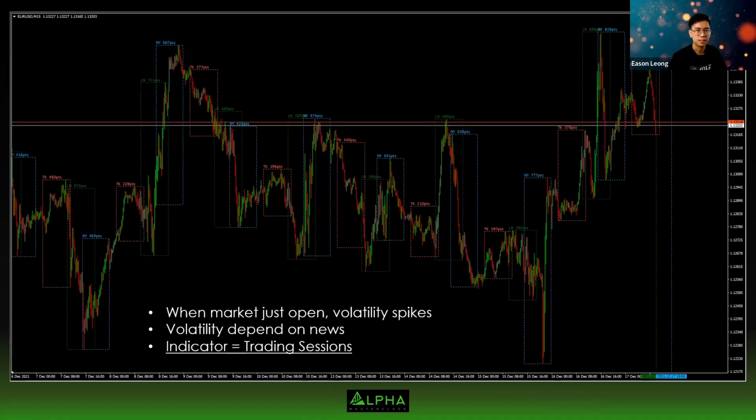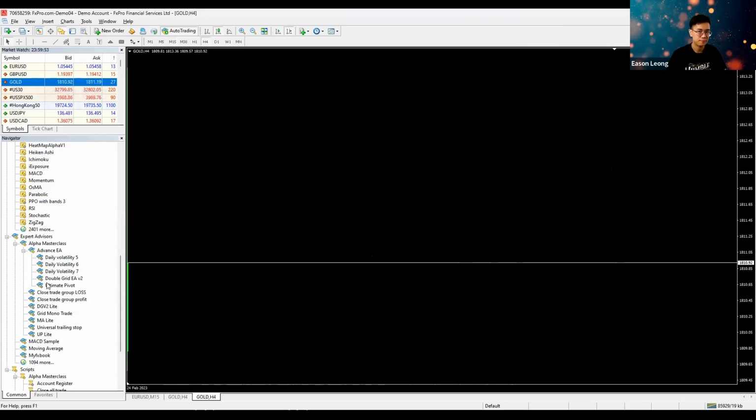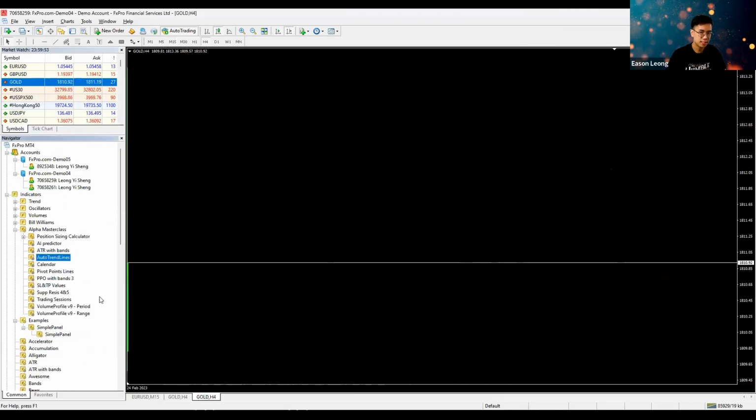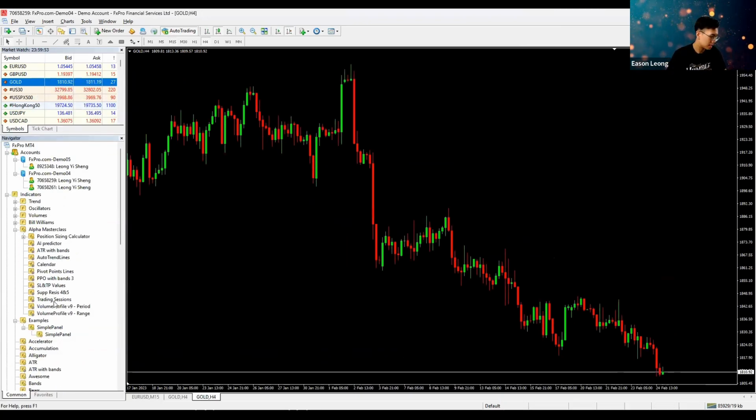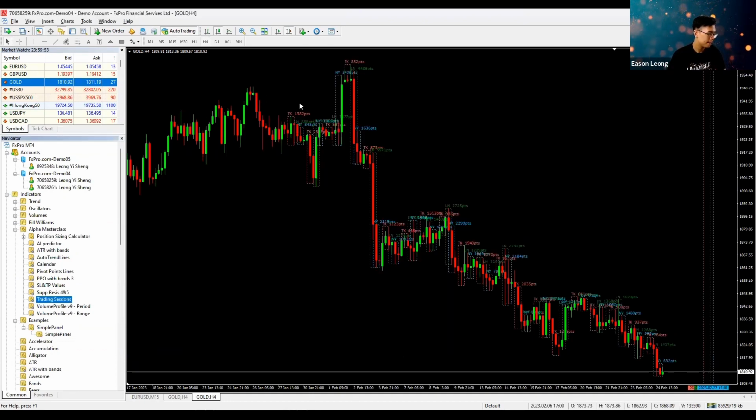To justify whether the market you are trading is a high volatility market or not, and at what time, you can use a trading zone indicator. Inside the indicator, you can put in the trading sessions. Then you navigate to the 15-minute time frame.